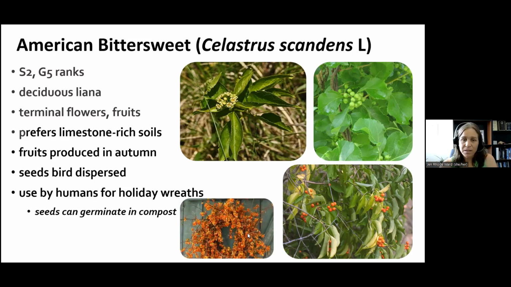Humans use this plant for holiday wreaths. It's used throughout its distribution in North America to make these beautiful holiday wreaths, and the seeds from those wreaths can germinate in the compost. Not a problem if your wreath is from American bittersweet. Definitely a problem if your wreath is made with Asian bittersweet.